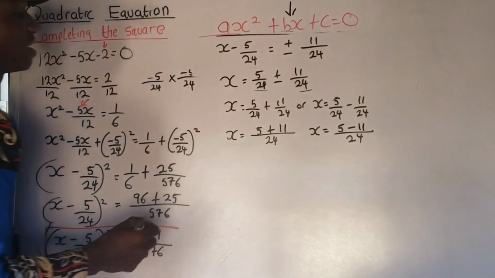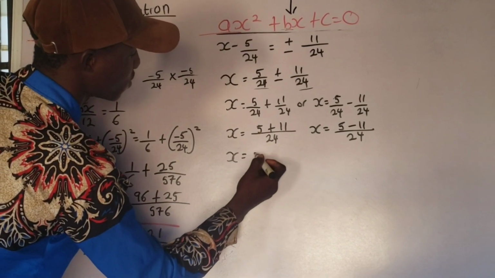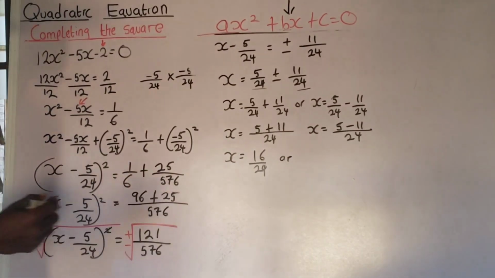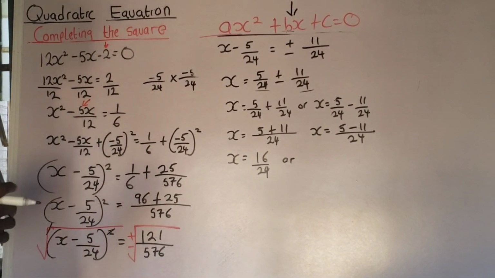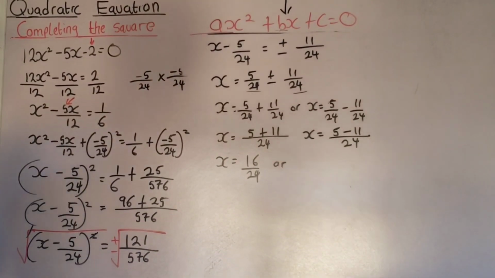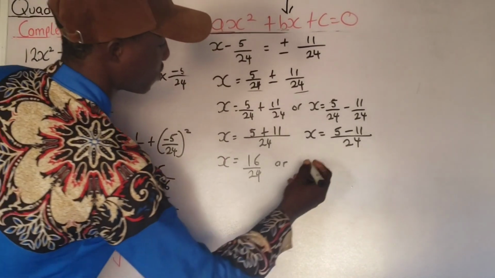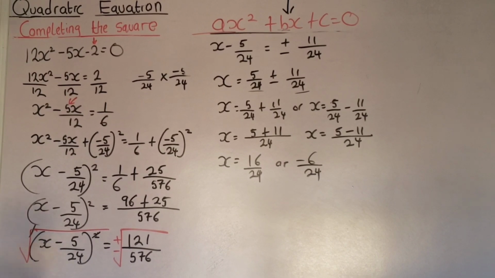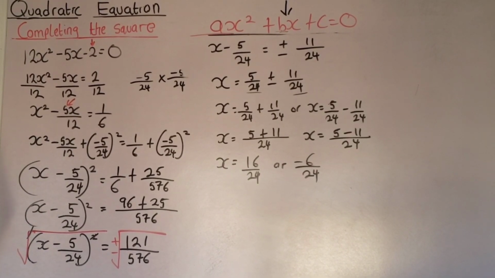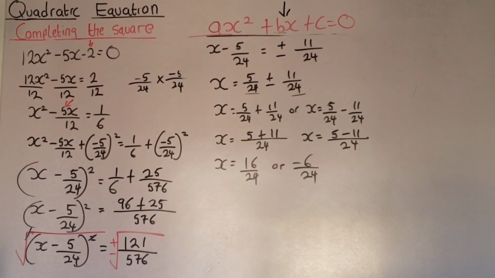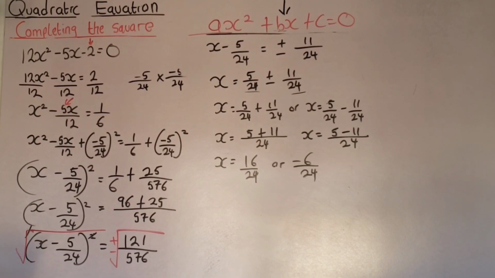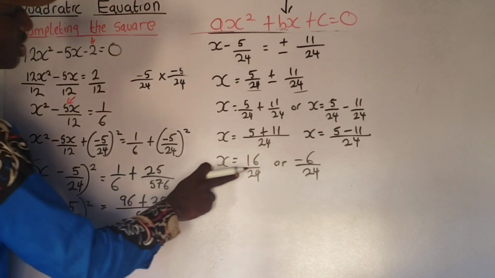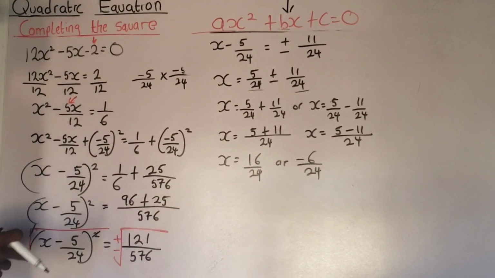You understand? Okay, now I'm going to have x equals to 16 all over 24, or, now what is 5 minus 11? 5 minus 11 is negative 6. You understand? So I'm going to have negative 6 all over 24. You understand? Now we can reduce both fractions. For the first fraction, 16 divided by 24. What can we use to reduce 16 and 24? We can use 4 to reduce 16 and 24.